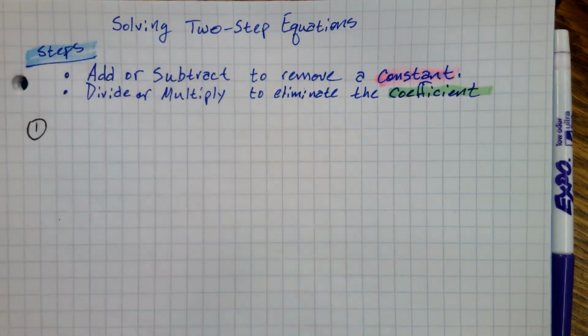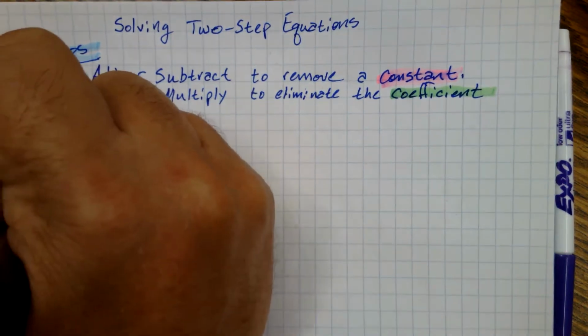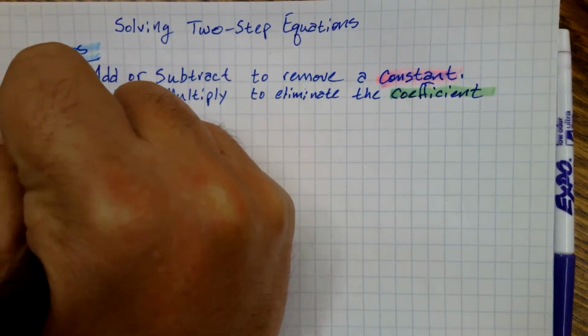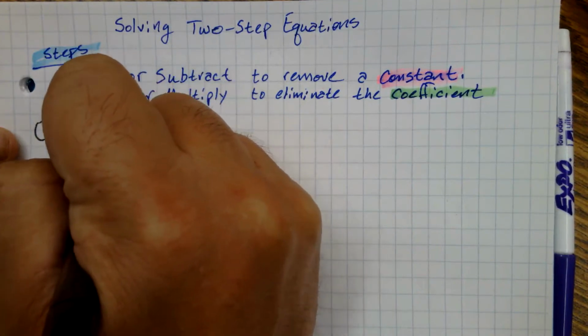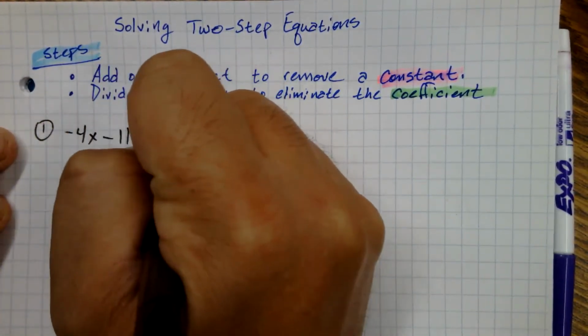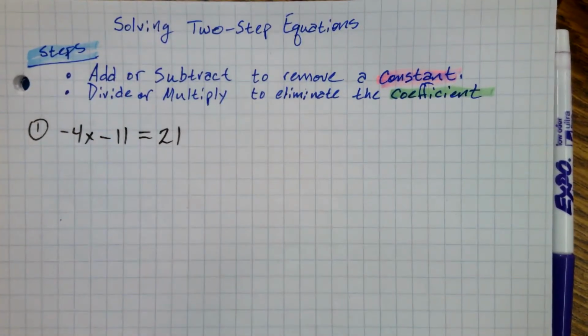Again, we're kind of going right into the deep end, because if this was a regular 7th grade class, I would start with all positives. But we need to be comfortable with the negatives right away. Okay? So here we go. Negative 4x minus 11 equals 21.